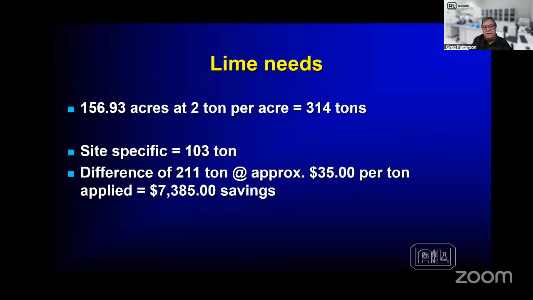When you look at the economics on 156 acres, spreading 2 ton across that field, that's 314 tons. With site-specific sampling, the difference is 211 tons at approximately $35 per ton. That's a $7,400 savings across that field. So it more than pays for the site-specific sampling. And now you have good information on everything you need to do, but you've saved a substantial amount of money on just lime cost in this particular field. And that field is actually south of Brandon, so that's from Western Canada.